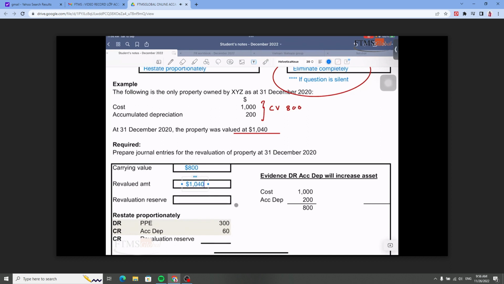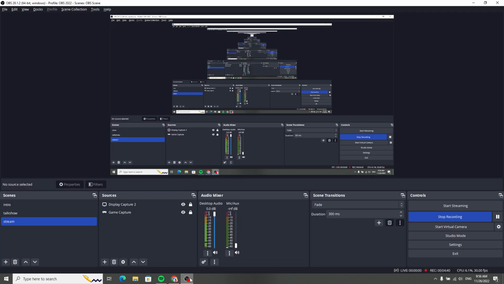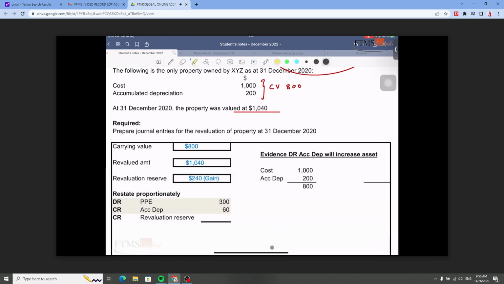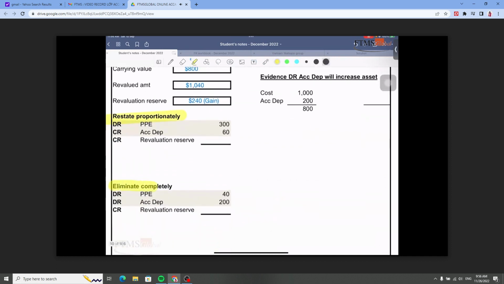Then the reserve is a revaluation gain, 1040 minus 800. I will get 240. This is my revaluation reserve, which is also the gain. So the thing is, how are we going to account for this gain, incorporating accumulated depreciation? Remember I said there are two methods. One is to restate proportionally, and the other one is to eliminate completely. So two methods. Let me show you how to do it. Do the first one first, restate proportionally.